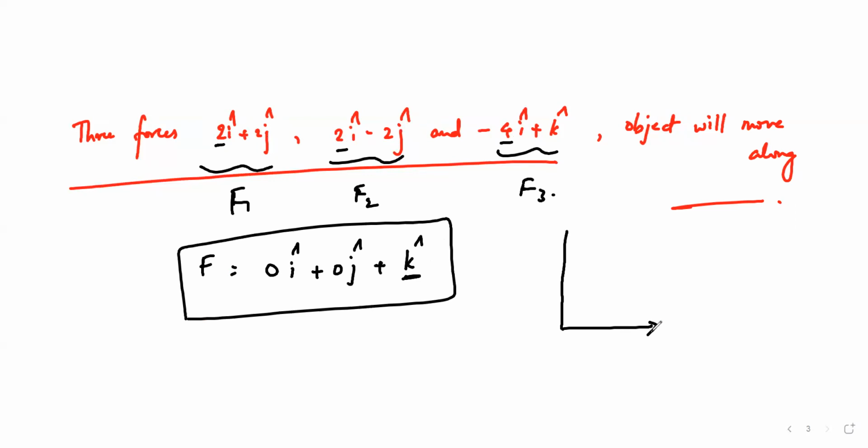This is Fx. This is Fy. And this is Fz. So it is moving along the Fz axis. Correct, sir? Yes, sir. Right? Yes, sir. Next question.